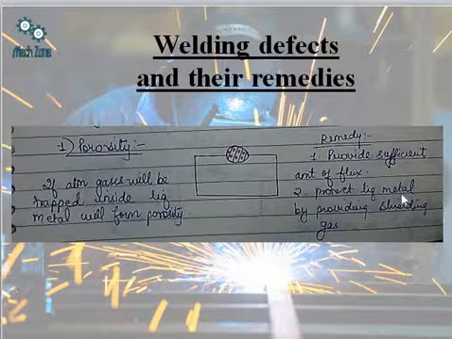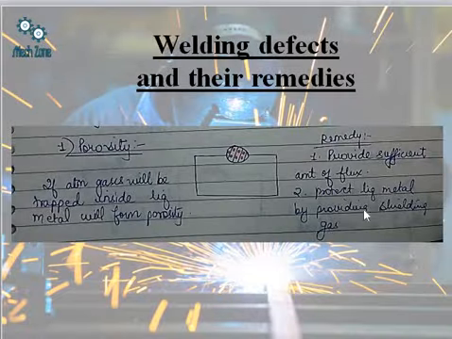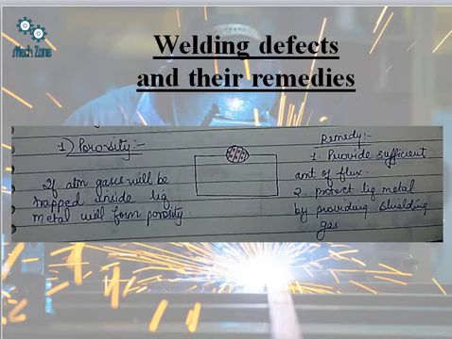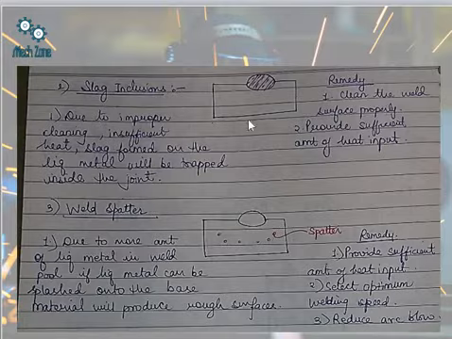So what is the remedy? Remedy is to provide sufficient amount of flux. We must provide sufficient amount of flux material and protect the liquid metal by providing shielding gas. So we are providing a shielding environment so as to prevent any reaction between the weld bead and the atmospheric gases. Next is the slag inclusion.